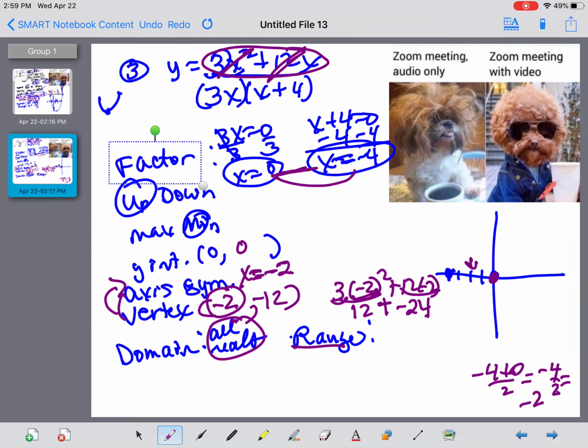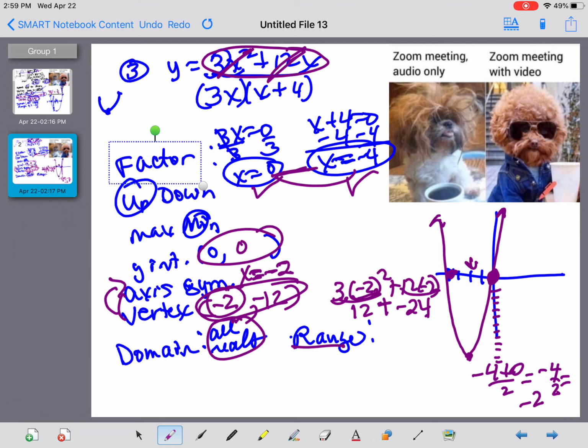All right, let's see what we have. So we have our zeros, our x-intercepts, or our roots are 0 and -4. Our y-intercept was 0, 0. I already had that one. My vertex is -2, -12. 2, 3, 4, 5, 6, 7, 8, 9, 10, 11, 12. So it's going up like this. It's very stretched because of that 3 in the front. Our axis of symmetry would be this. X equals -2. You don't have to put that dotted line.